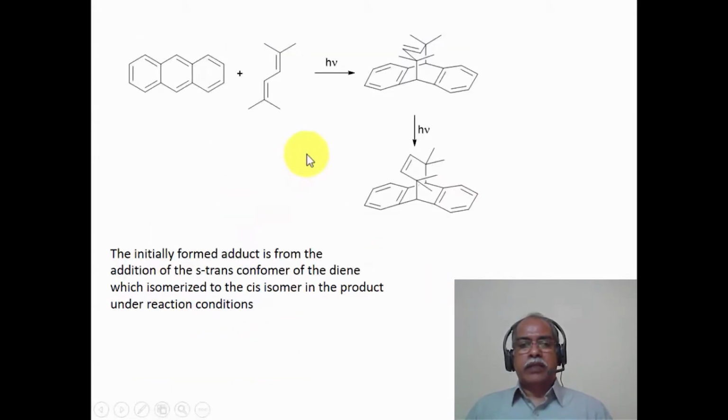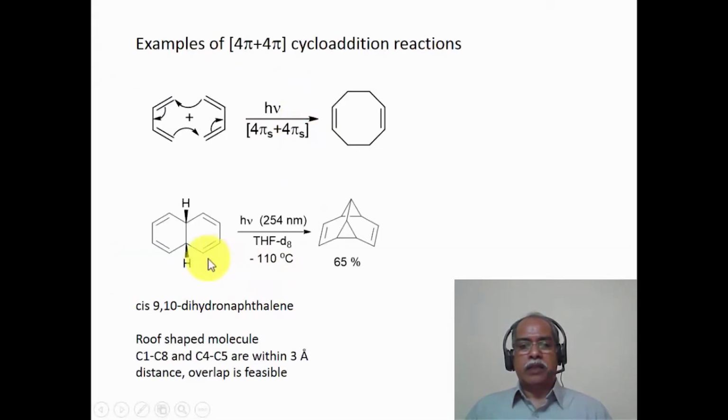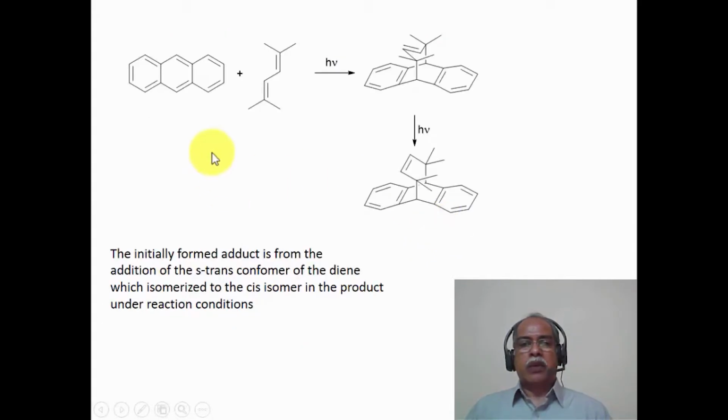4pi cycloaddition reactions are also known in an intermolecular version. The one we saw earlier is an intramolecular version. The one we see here is an intermolecular version of this molecule. This tetramethyl butadiene that is shown here, it is shown in the transoid conformation. It undergoes 4pi cycloaddition reaction between anthracene and itself, resulting in the formation of a cycloadduct.